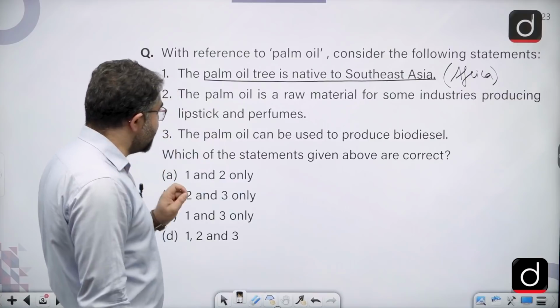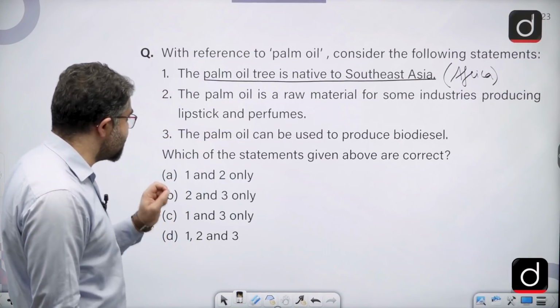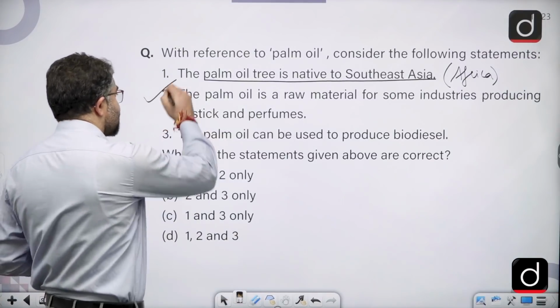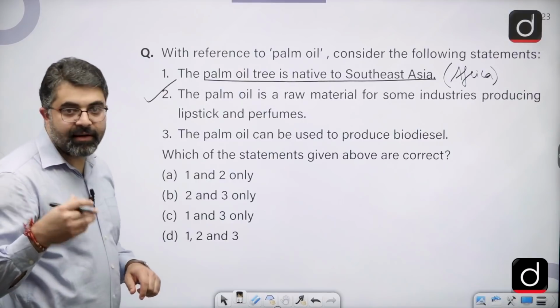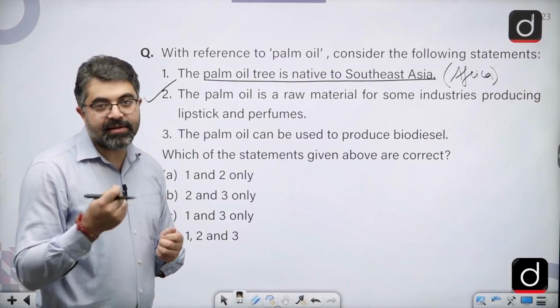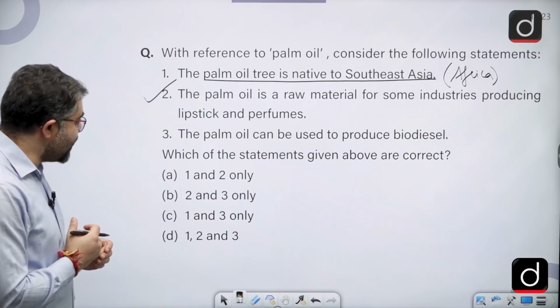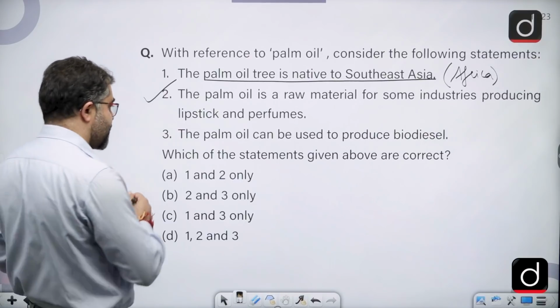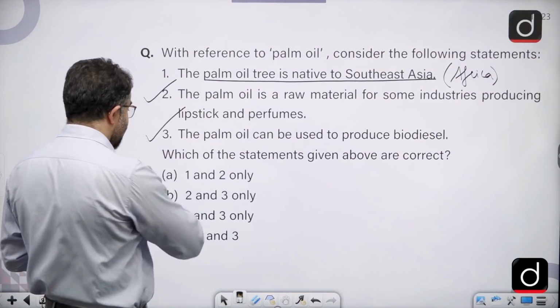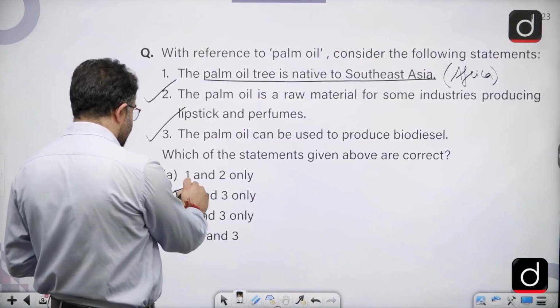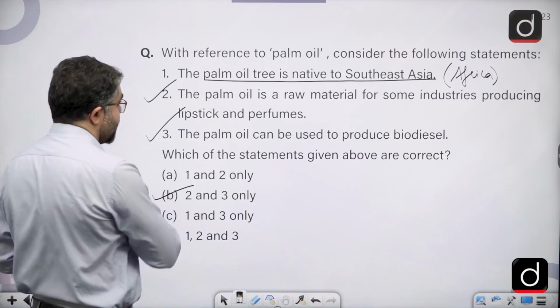Palm oil is a raw material for some industries producing lipsticks and perfumes. Yes, it is, because it has lubricant properties, so it is used. Then, palm oil can be used to produce biodiesel. Yes, it is. So the second and third statements are correct. So the answer is B.